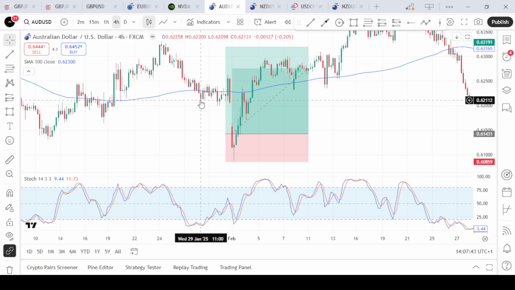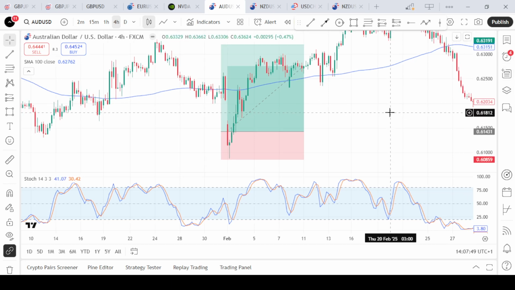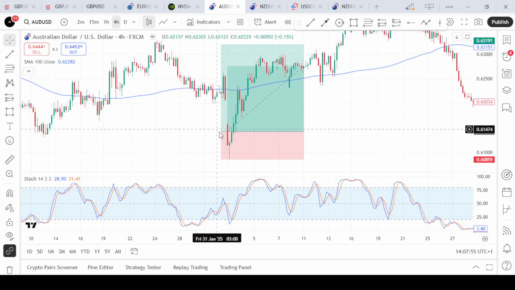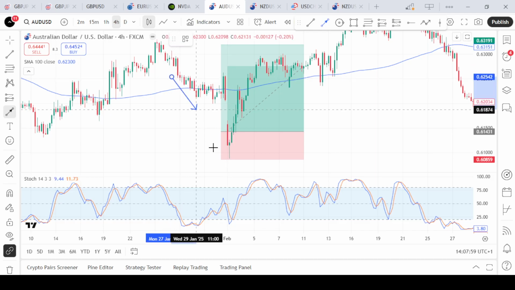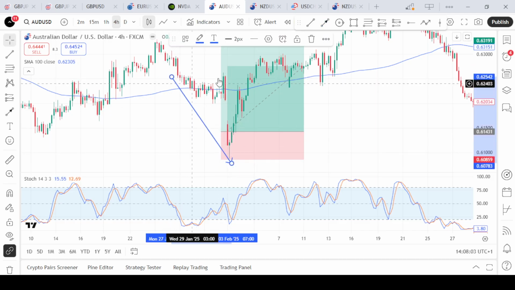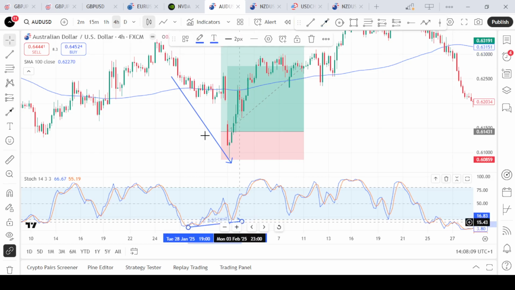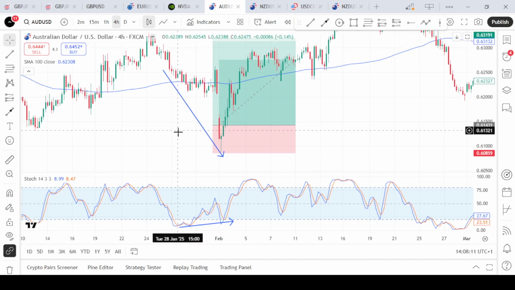The sixth step is to use divergence for reversals. Divergence is simply when the stochastic oscillator is making a higher low and price is making a lower low. This is a typical example. At this area, we can see price made a lower low, but if you look at the oscillator, it is making a higher low. This is a divergence and it signals a potential reversal in the market.